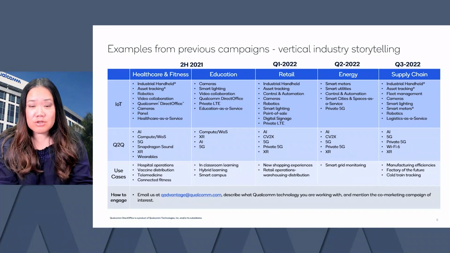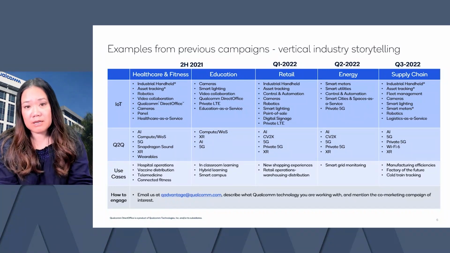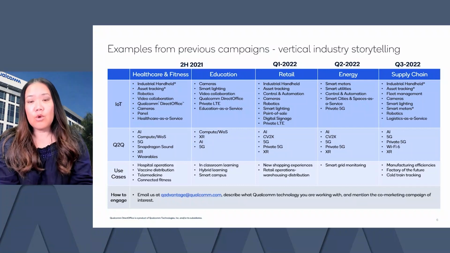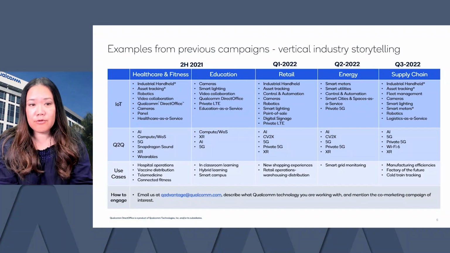So if you're interested in potentially participating with us, please email us at the email you see here and describe which Qualcomm technology you're working with, which segment or quarter you'd like to be considered for, and we can have a conversation to see how you can help us and we can help you with some co-marketing activities.